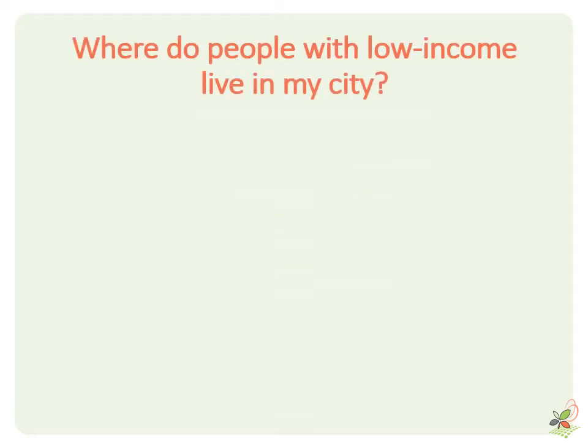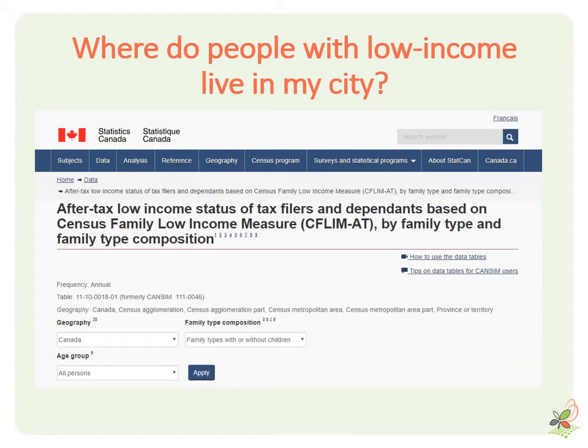To get a feel for how people are using the program, here is an example. An outreach worker wants to know where people with low incomes are located in his city because the health units want to provide more fresh vegetables to people. He goes on the Statistics Canada website and finds a table called After-Tax Low Income Status of Tax Filers and Dependents by family type and family composition.